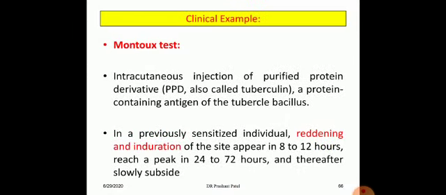Clinical example includes the Mantoux test. So it is a classical example of type 4 hypersensitivity reactions. Here intracutaneous injection of purified protein derivative, PPD, is injected. In a previously sensitized individual, there is a reddening and induration of the site which appears in 8 to 12 hours, reaches a peak in 24 to 72 hours and thereafter slowly subsides.